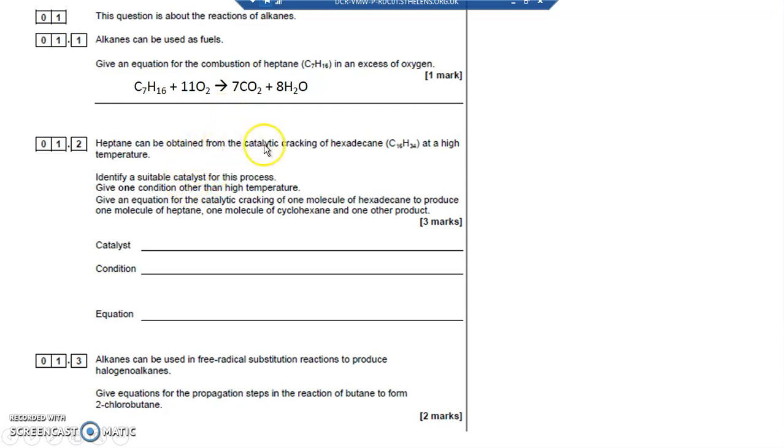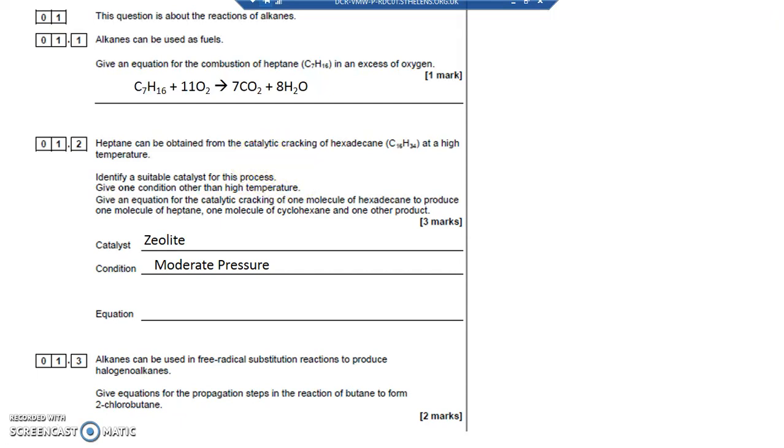Heptane can be obtained from catalytic cracking. Identify a catalyst and a condition and equation for this process. So the catalyst is zeolite, the condition is moderate pressure, so you don't need it too high. Moderate pressure, a couple of atmospheres is fine, 2 to 3 atmospheres is fine.